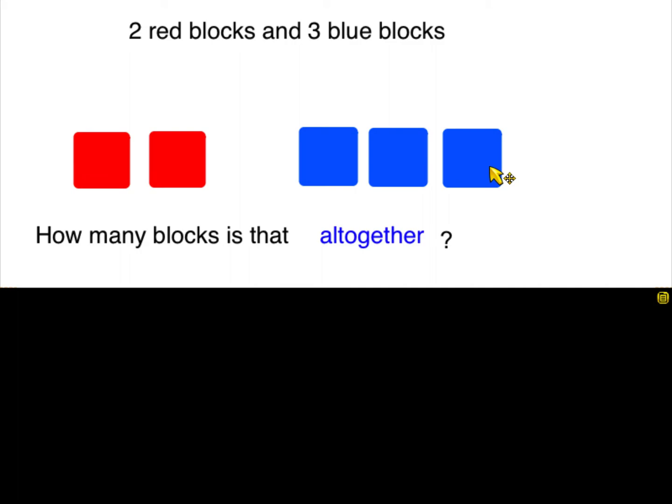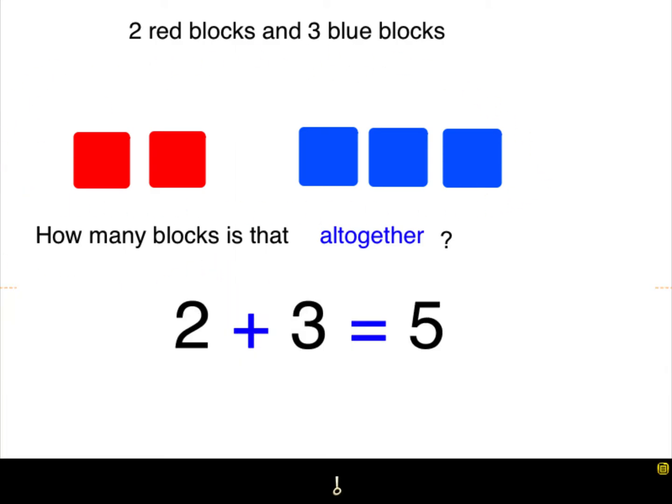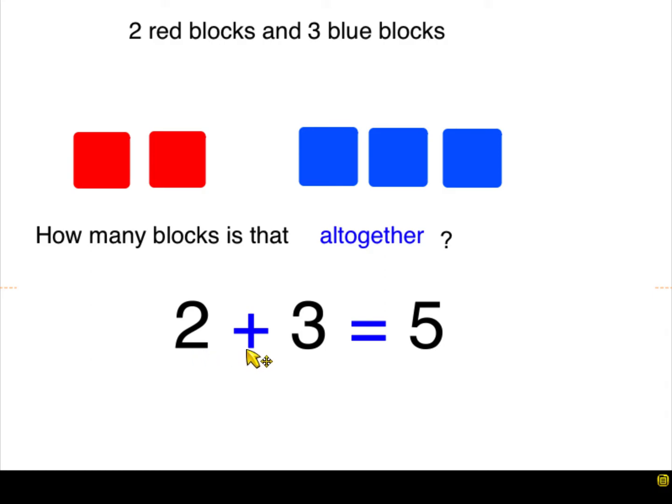Last time we also wrote that in a number sentence, and I think you should know how to write that in numbers. So for the red blocks, you would write the number, and for the blue blocks, you would write the number, and for all together, you would write the number, and it should look like 2 plus, because we're putting them together, 3 equals 5. This means you stick them together or you get more.